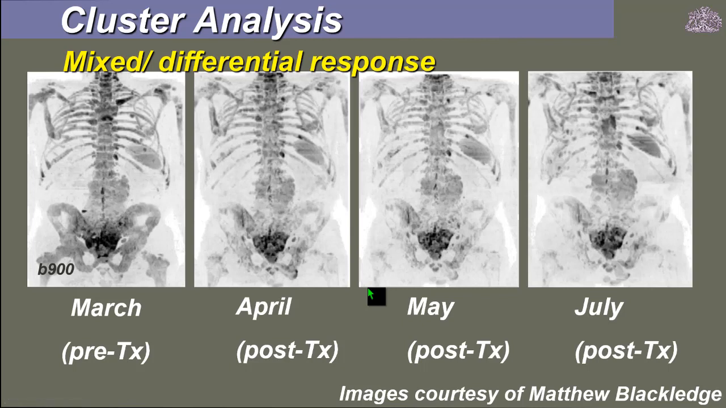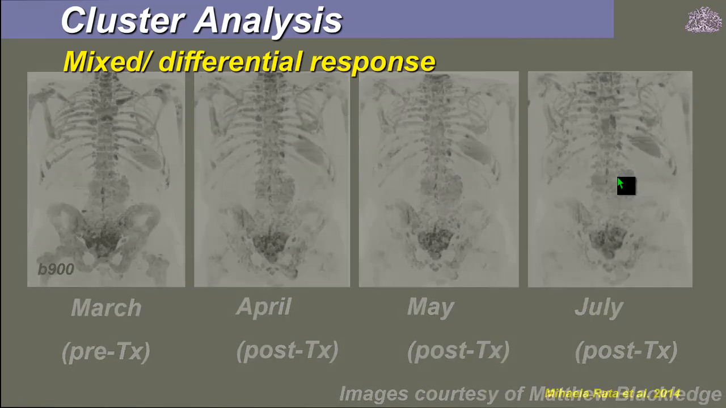So can we use this sort of cluster analysis to tell us a little bit about heterogeneous response? Here we have a whole body MRI of a patient with, again, prostate cancer treated with a targeted treatment over time. And you can see that superficially the dark areas in the bone appear to be getting lighter with treatment, so there appears to be a response in the bone. But you also see that there is a retroperitoneal soft tissue mass here, as I pointed out to you, that doesn't appear to be changing very much.